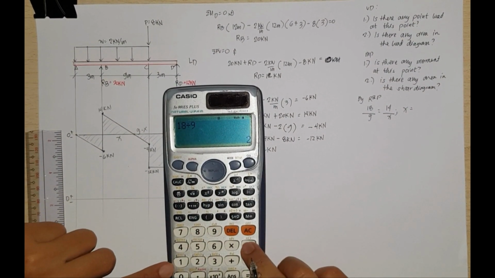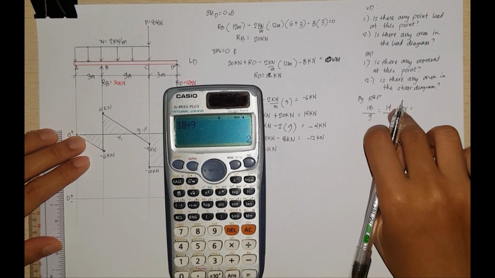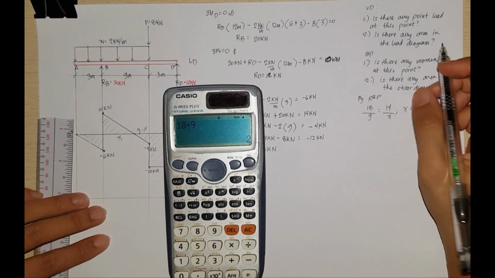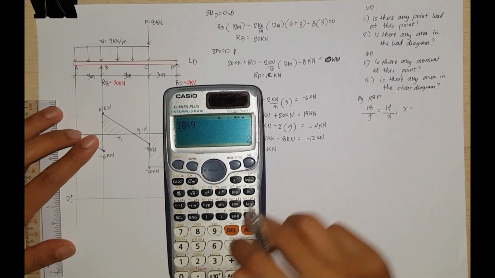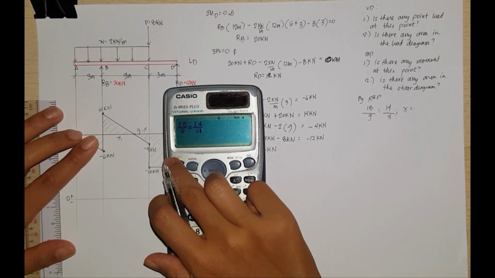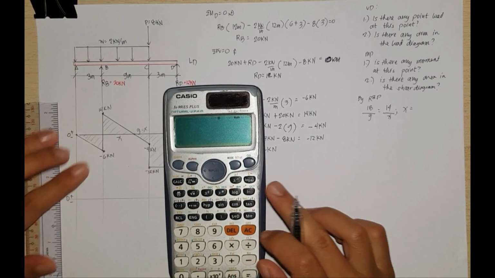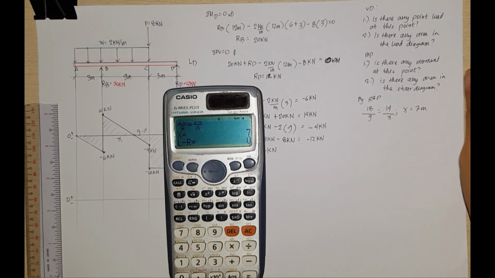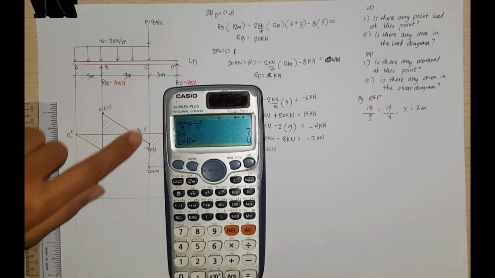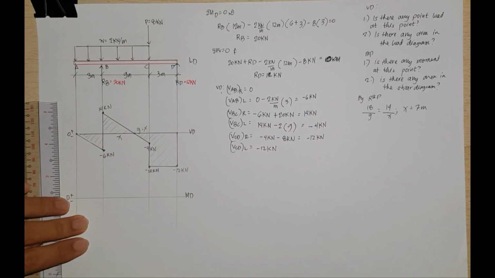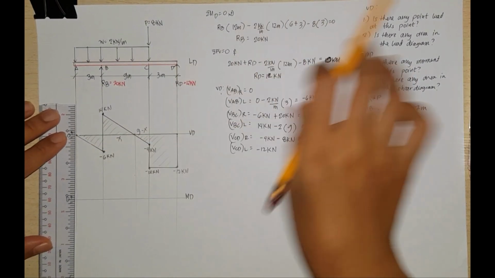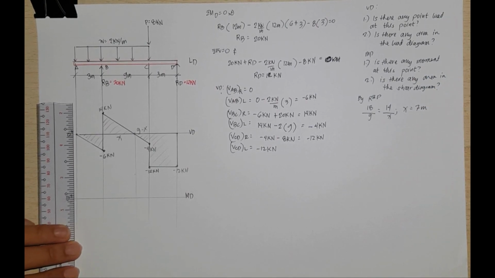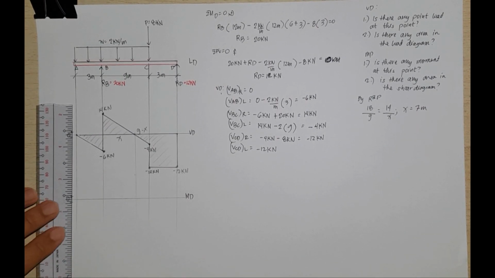Therefore, our X is equal to 18 divided by 9. Oh, sorry. 18 all over 9 is equal to 14 all over X. So, yes, our X is equal to 7 meters. If this is 7 meters, therefore this is 2 meters. So, again, kung saan yung zero shear natin, doon yung maximum value ng ating moment.